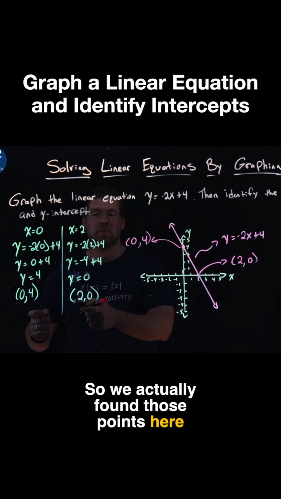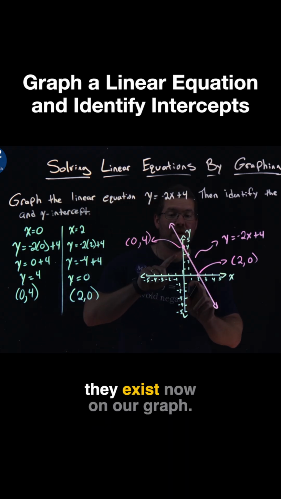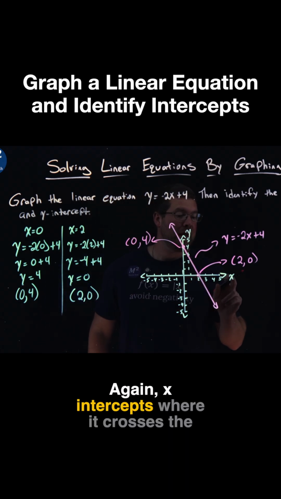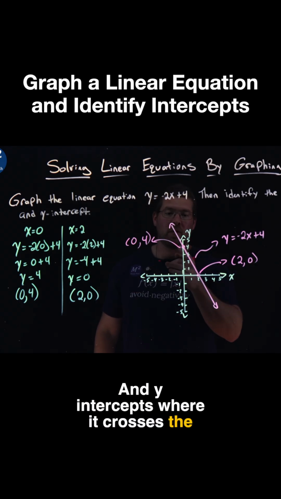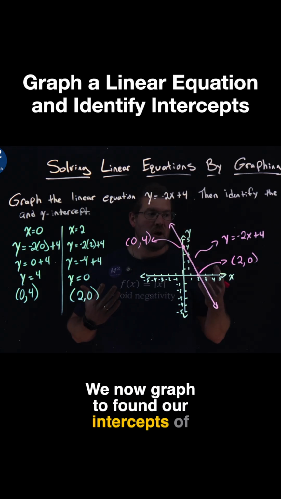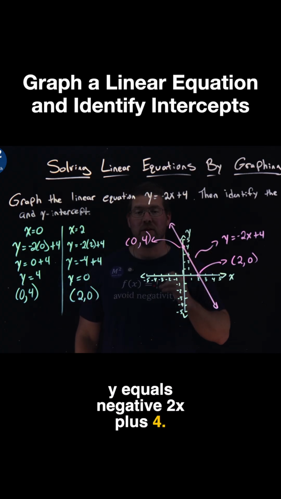So we actually found those points here earlier when we identified them, but we can see them on the graph where they exist now on our graph. Again, x-intercept, where it crosses the x-axis, and y-intercept, where it crosses the y-axis. We now graphed and found our intercepts of y equals negative 2x plus 4.